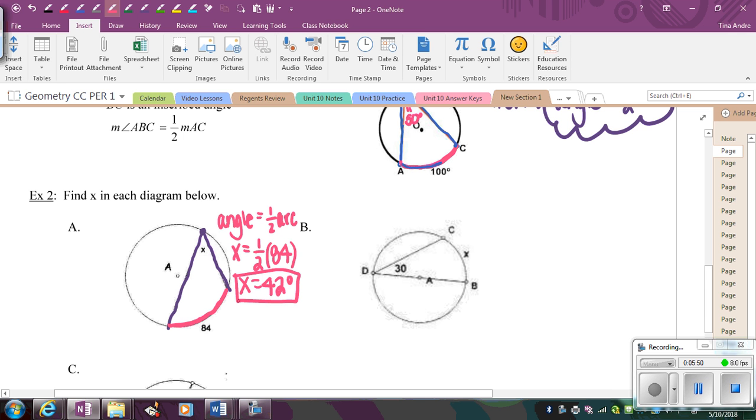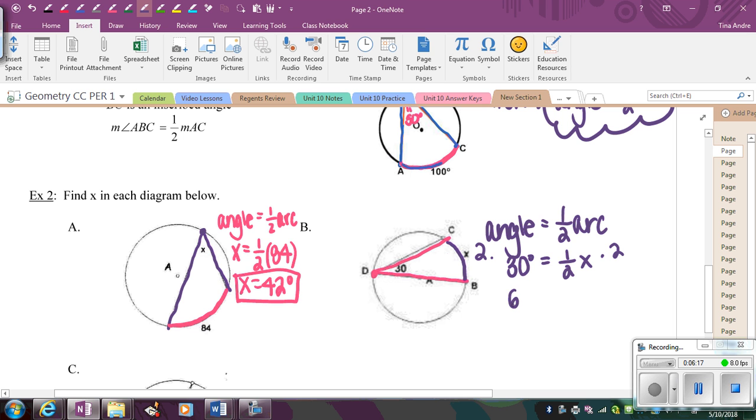That's it. I look at the next one, same thing. It's an on angle. The vertex is on the circle. So the angle is cutting into this arc, which is x. So my angle is equal to 1/2 the arc. In this case, the angle is 30 and the arc is x. To figure out the arc, I'm going to have to double it, or multiply both sides by 2. So the arc would have to be 60 degrees.